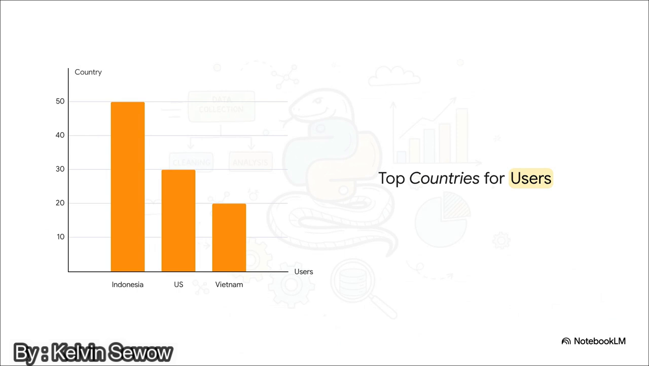But we're not going to stop at just numbers. We want visuals. By bringing in a Python visualization library called matplotlib, we can easily plot a horizontal bar chart. Instantly, it shows us that Indonesia leads our user traffic by a massive margin, followed by the US and Vietnam. A visual like this makes complex geographic data totally digestible for anyone.